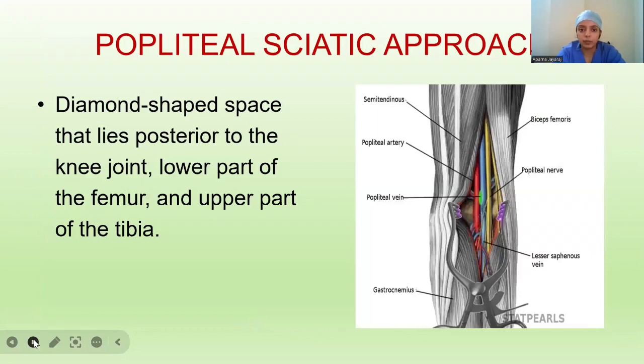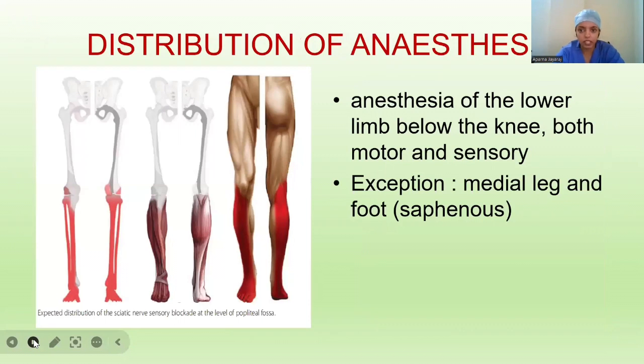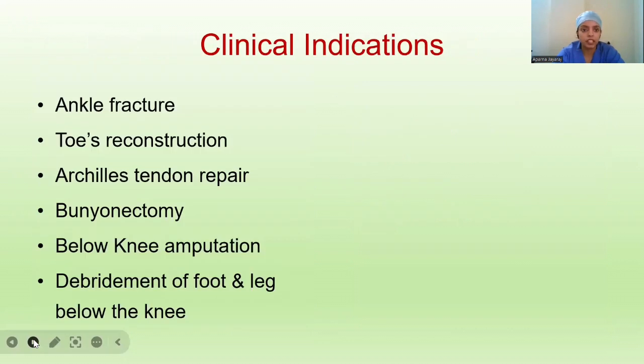Coming to the popliteal sciatic approach, the popliteal fossa forms a diamond-shaped space that lies posterior to the knee joint at the lower part of the femur and the upper part of the tibia. It provides anesthesia to the lower limb below the knee, both sensory and motor, except for the saphenous nerve territory. So combined with the saphenous block, you can provide complete anesthesia for any surgeries that happen below the knee joint.